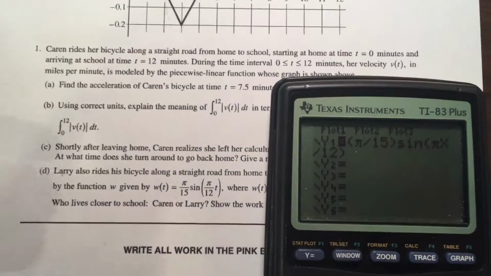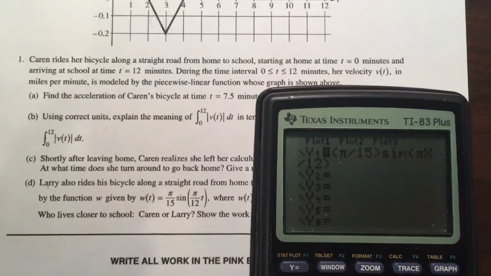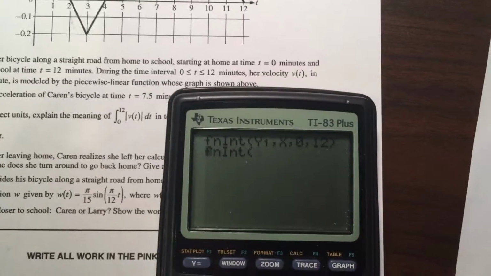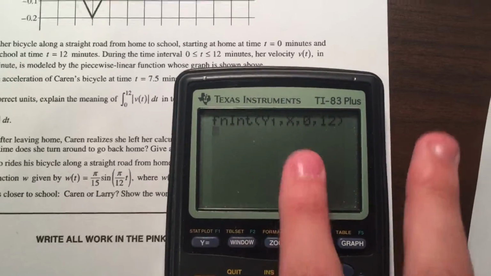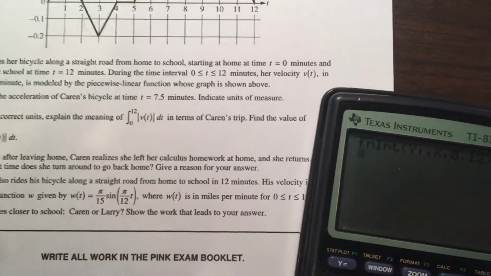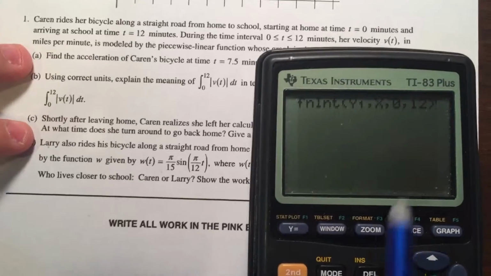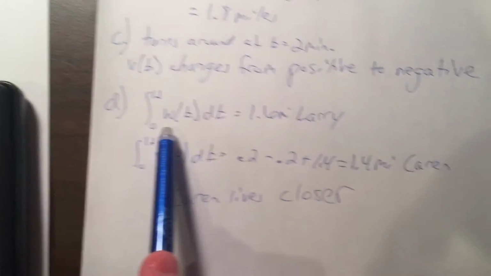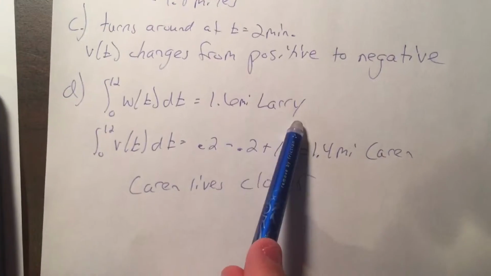Depending on your model, it may look different how you set the integral. But for the TI-83 Plus, you go to math 9, and then y sub 1, comma x, comma 0, comma 12, because you want the displacement over the 12 minutes, and you hit enter, and there's your answer, 1.6 miles. So here's your integral, 0 to 12, w of t dt, 1.6 miles for Larry.